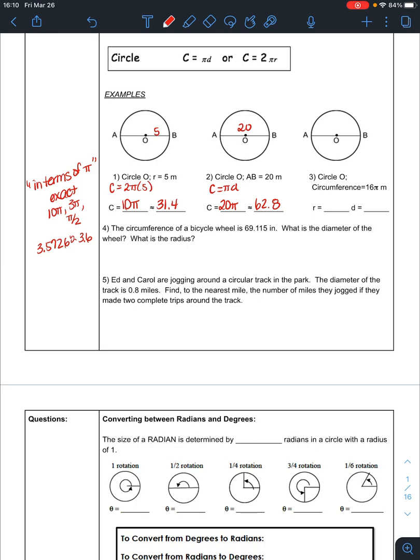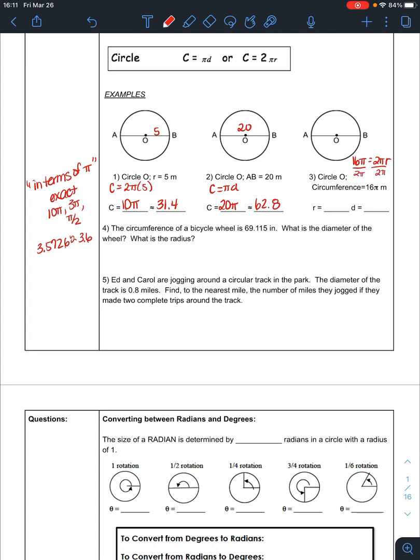And then lastly, we have a circumference of 16 pi. I've given you the circumference, I'm asking for the radius. So set up the equation. That's the good thing about this unit, it's completely set up to be formula driven. And so solve for r, so we divide by 2 pi.